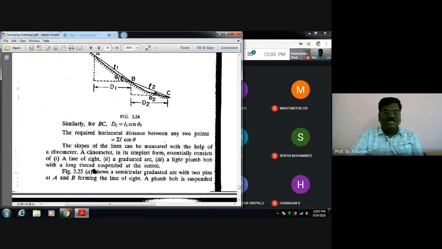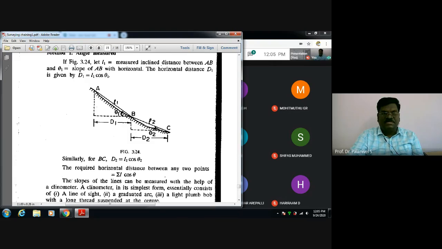Essentially it consists of a line of sight, some portion to view through. A graduated arc is there, and then a light plumb bob is there, suspended with a long thread at the center. If you draw this sketch, more than sufficient. This is the clinometer sketch. See here, this is the clinometer.